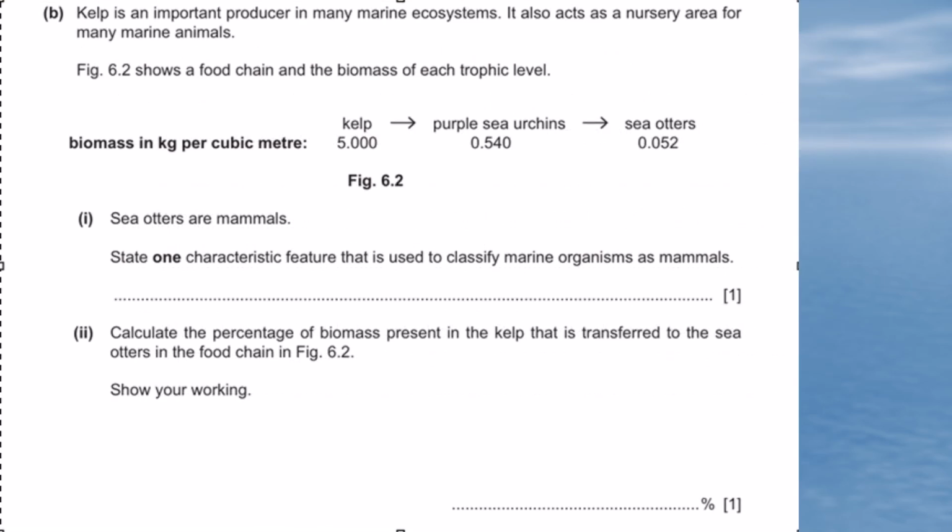Okay, so we are now looking at a food chain where we see a change in biomass from each trophic level. But the first question they ask about is our wonderful sea otters. And if you're not a fan of sea otters, well, do you even study marine science? Because they are cute and awesome. And they ask, state one characteristic feature that is used to classify marine mammals, and the easiest one here would be fur. But you can also talk about lactation.